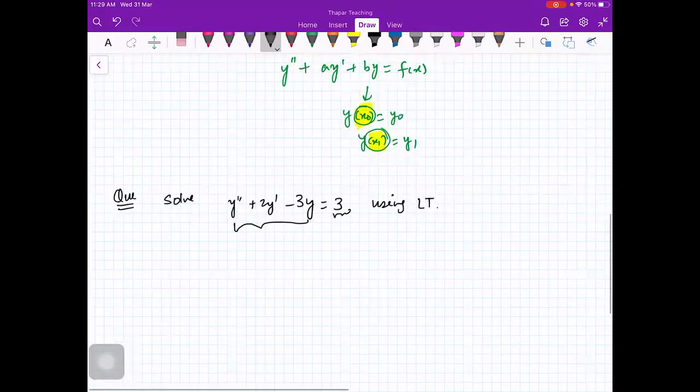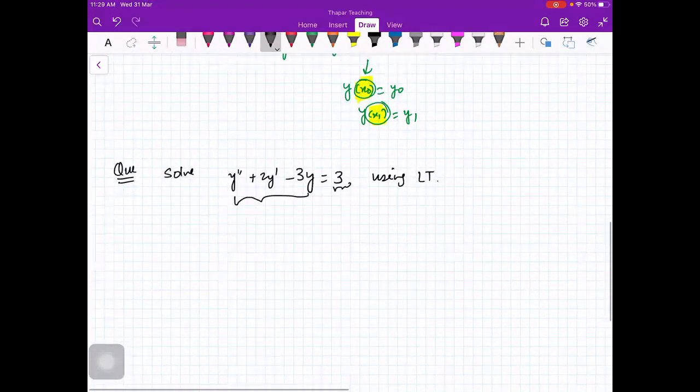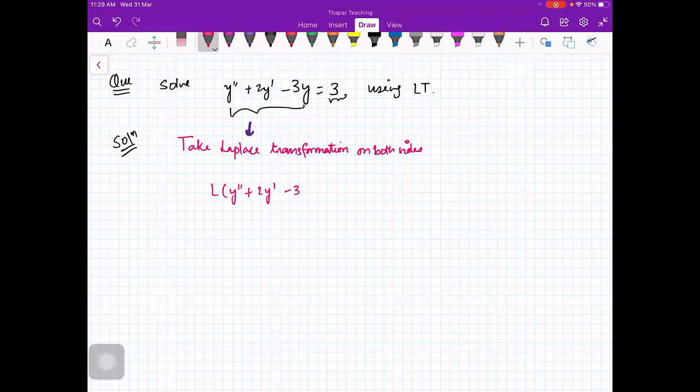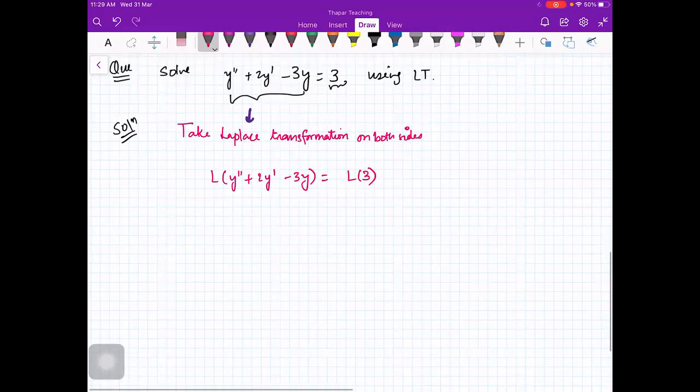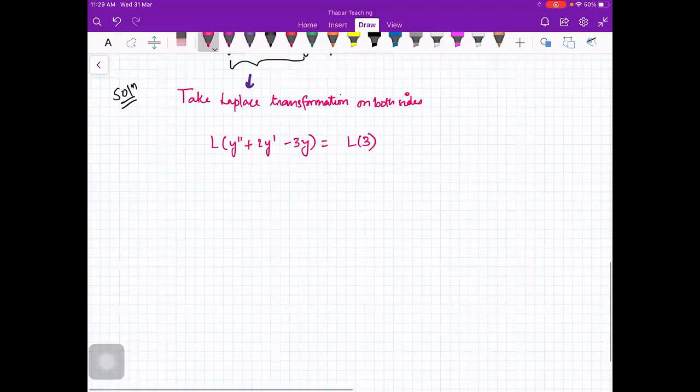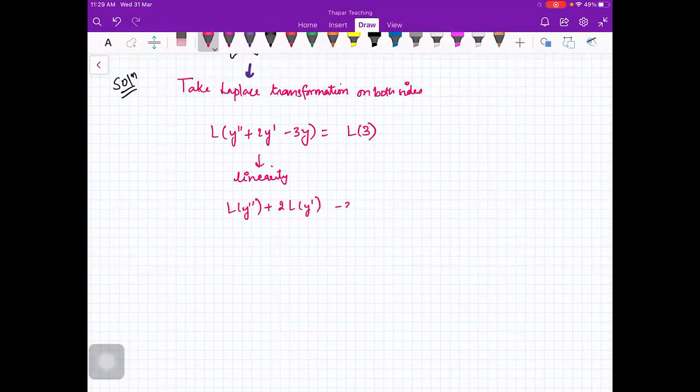Okay, so let us see how we can solve it using Laplace transformation. The first step is to take Laplace transformation on both sides. So you'll get L of y double dash plus 2y dash minus 3y is equal to L of 3. Now you use linearity. So you'll get L of y double dash plus 2 L of y dash minus 3 L of y is equal to 3 L of 1.